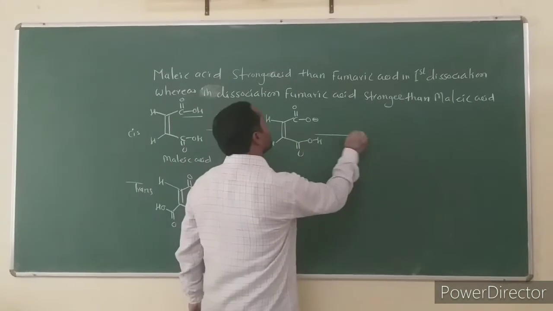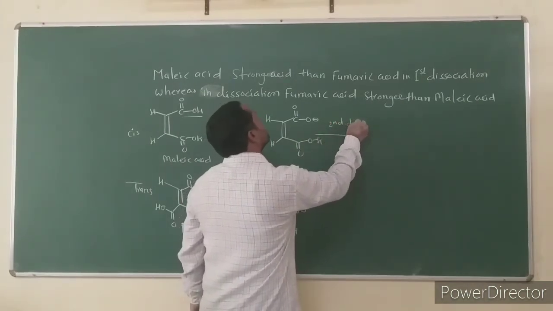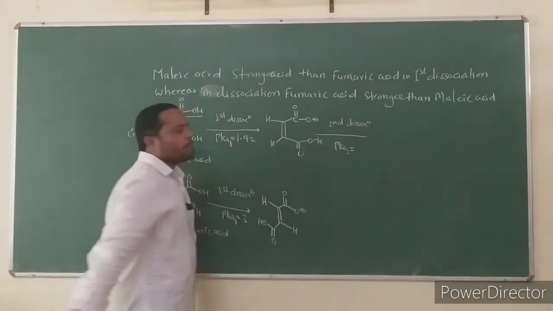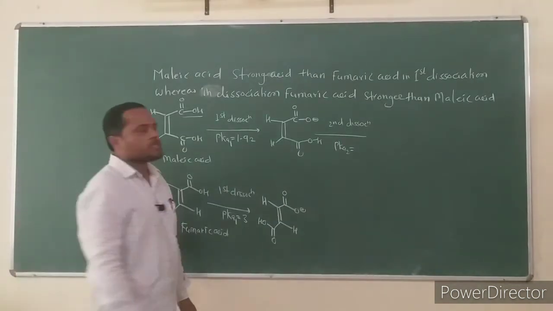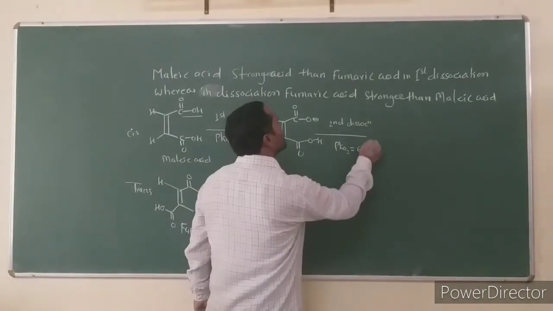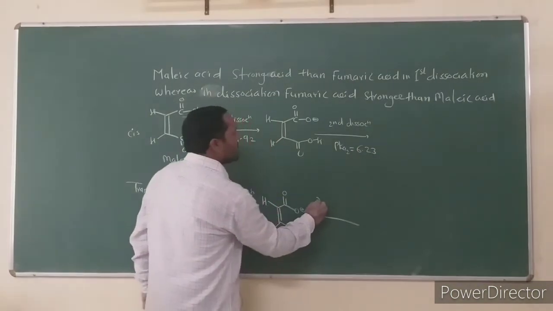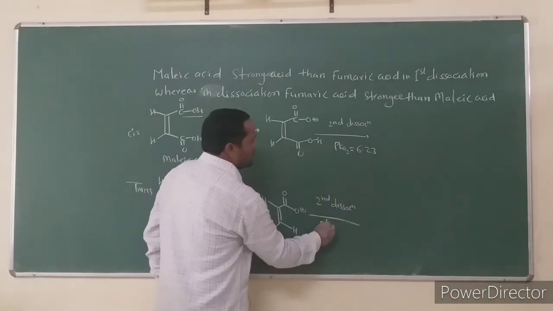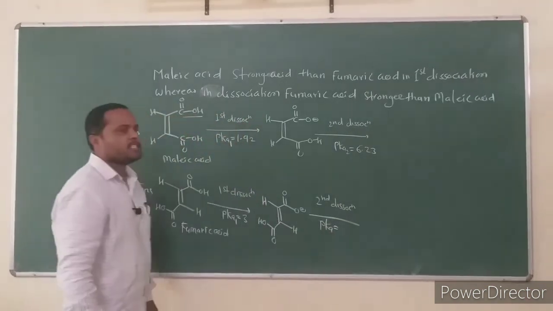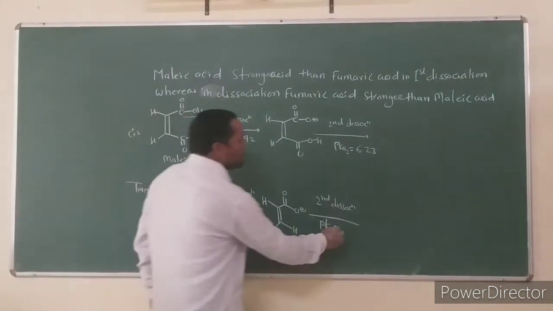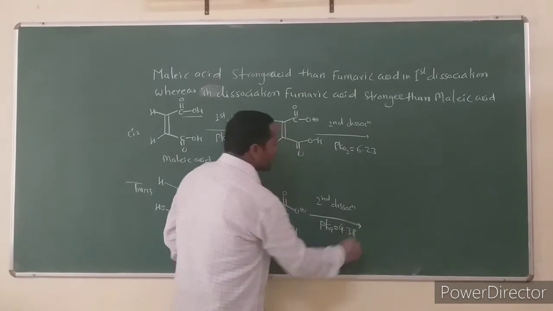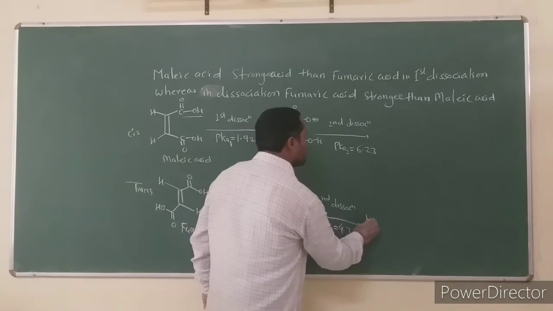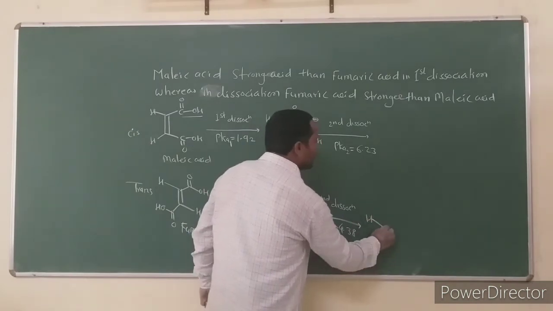Consider the second dissociation of both compounds. What is the pK2? The pK2 for maleic acid is 6.23. And consider the second dissociation of fumaric acid, which has pK value 4.38. In second dissociation, fumaric acid has a lower pK value than maleic acid. This indicates... Then consider these conjugate bases.